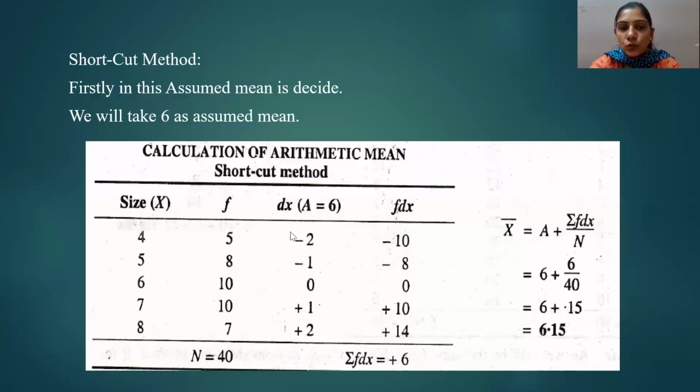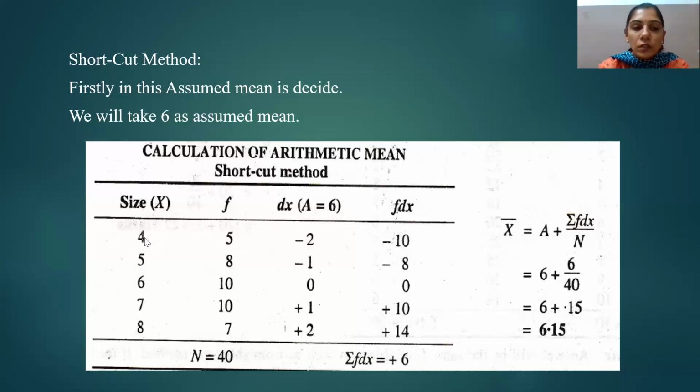So basically, the assumed mean which we have taken for this question is 6. This value 6 we have taken from the size of class, from the value of x. Now we will calculate the value of dx on the basis of assumed mean. As we have done in the previous method also, we have to subtract this value of assumed mean from all the values of x.